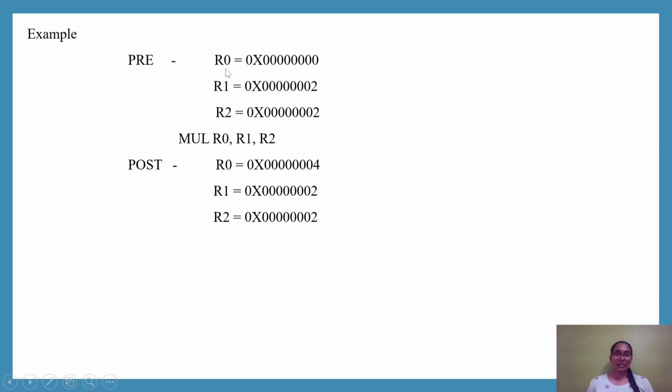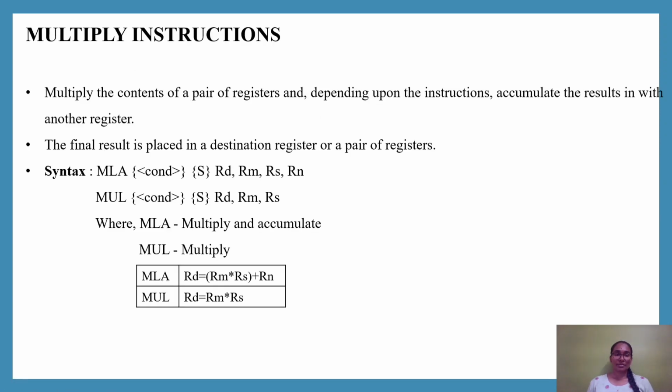In pre, R0, R1 and R2 contain this data, and the multiplication of R1 and R2 will be stored in R0. So after multiplying, R0 contains this data in hexadecimal form, and R1 contains the same data as no instruction is applied on it. So this is all about multiply instructions.